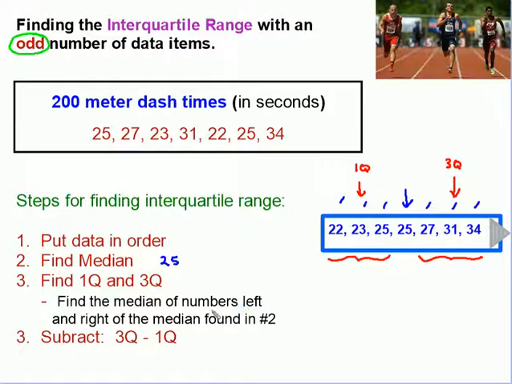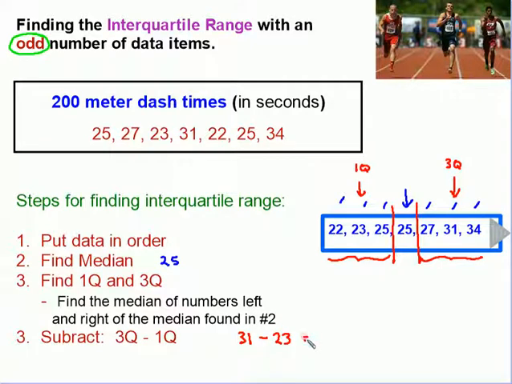So we find the median of numbers on the left. This is the median of the numbers on the left. And over here we have the median of the numbers on the right. Then we simply subtract 3Q and 1Q. So we take 31, 3Q, and we subtract from it 1Q, which is 23.